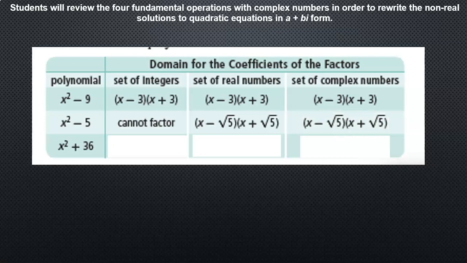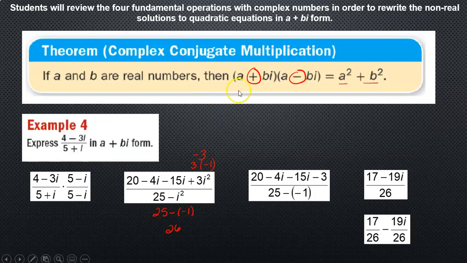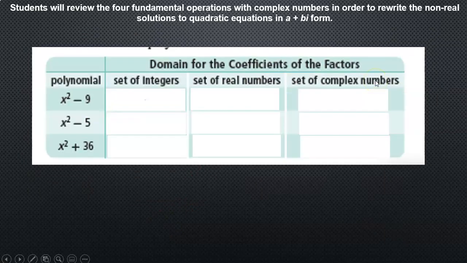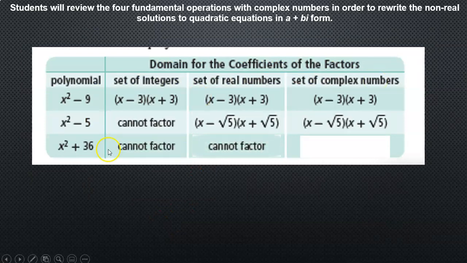This last one, we have x squared plus 36. So if you remember, back here it said a plus bi times a minus bi gives you a squared plus b squared. And that's what we have here. What do we square to get 36? 6. So since we want it to be plus, we're going to have 6i.